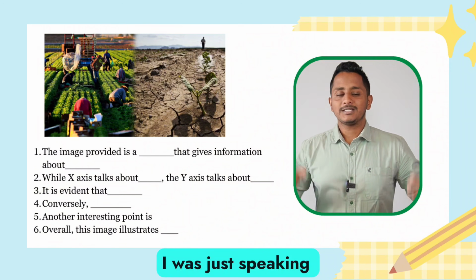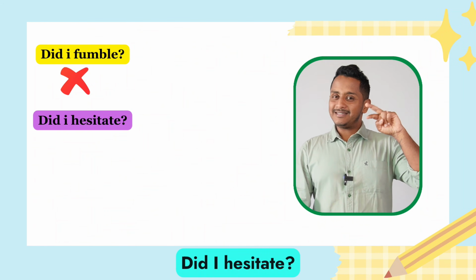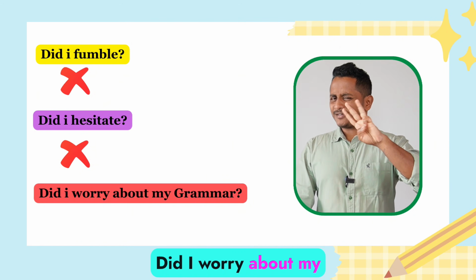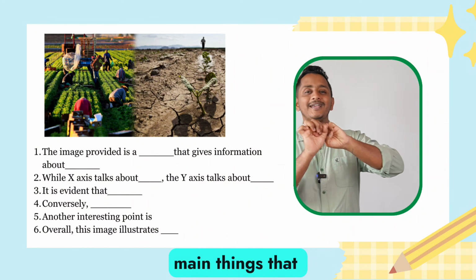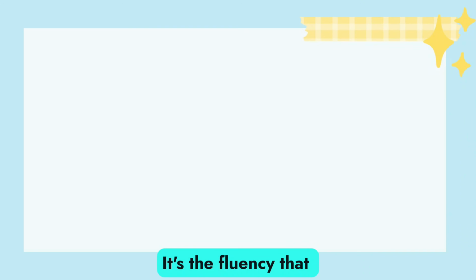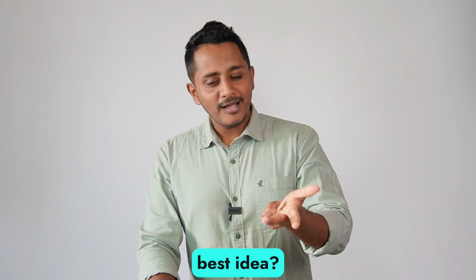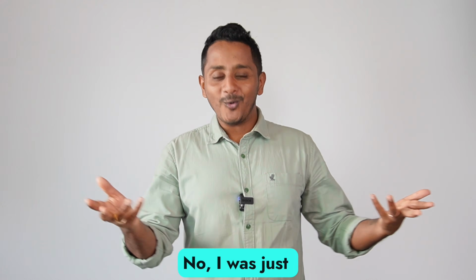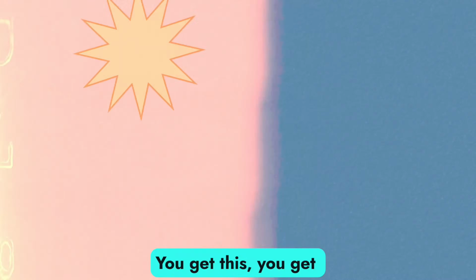I was just speaking continuously. Did I fumble? No. Did I hesitate? No. Did I worry about my grammar? No. These are the key main things that give you the score. It's the fluency that wins the race over the content. But what people think, did I give the best idea? I actually did not. No. I was just speaking. So this is what is needed. You get this, you get 90.